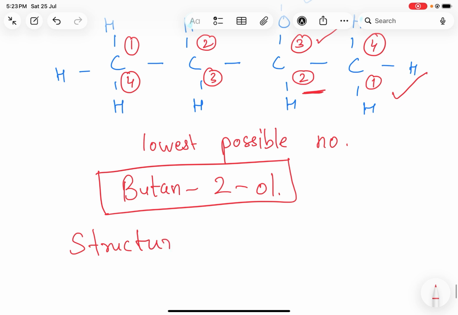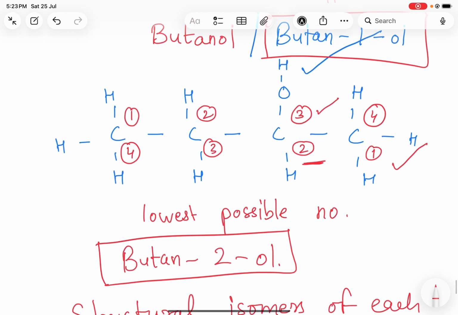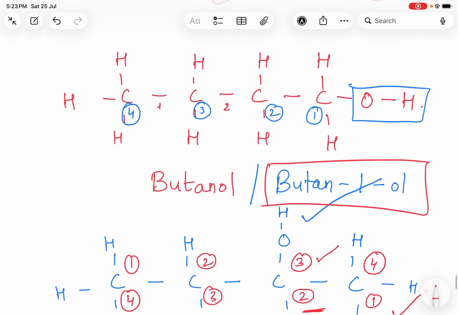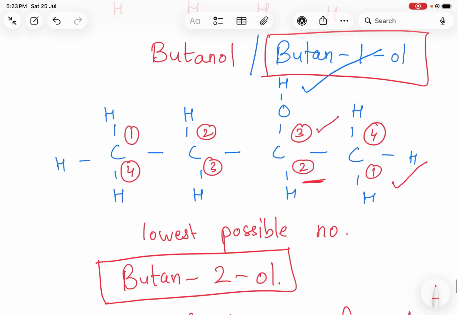Butan-1-ol and butan-2-ol are structural isomers of each other. What were structural isomers? Compounds that have the same molecular formula but different structural formula. So the structure is different.